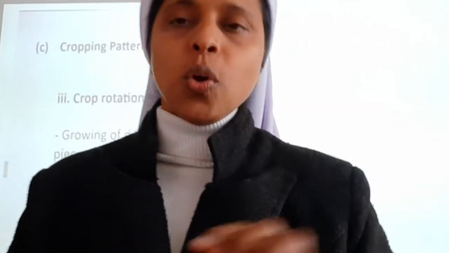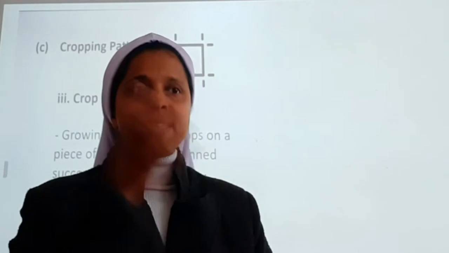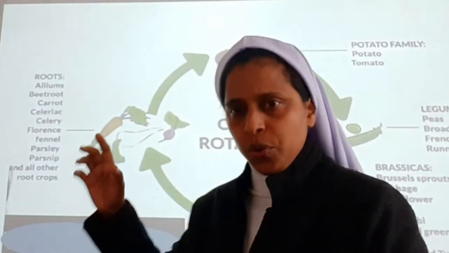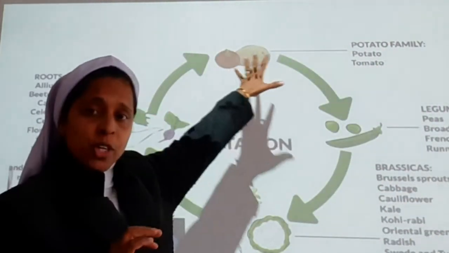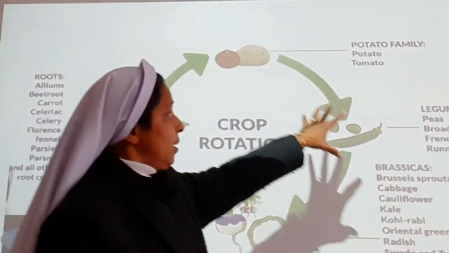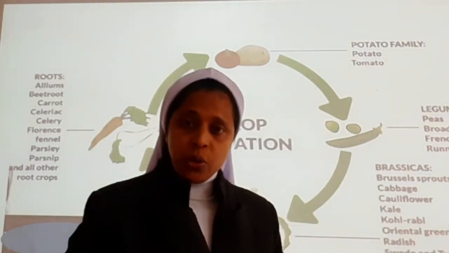Then moving forward to crop rotation. So in crop rotation, what is happening here? Crops are being rotated here. Different crops, the same thing here also, different crops will be grown. Once the potato family is grown here, then next a leguminous plant, we all know the leguminous plant.